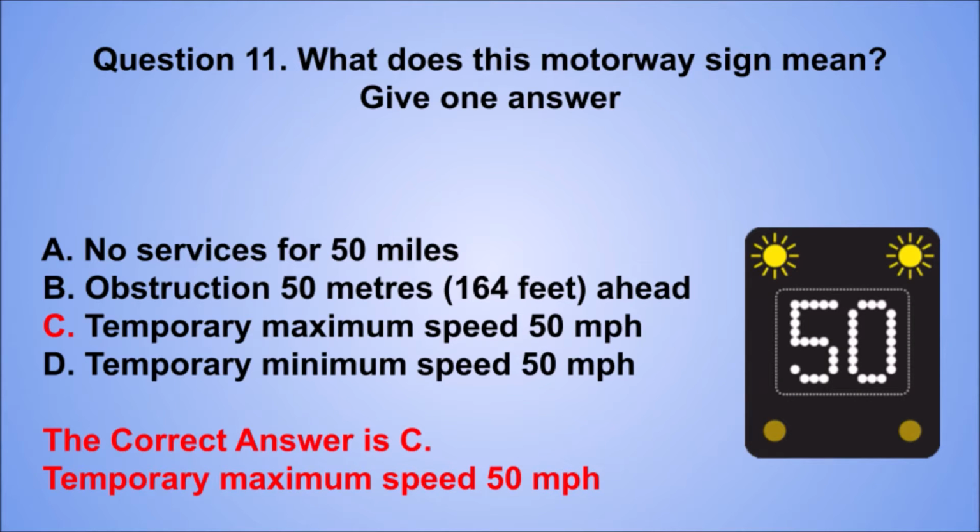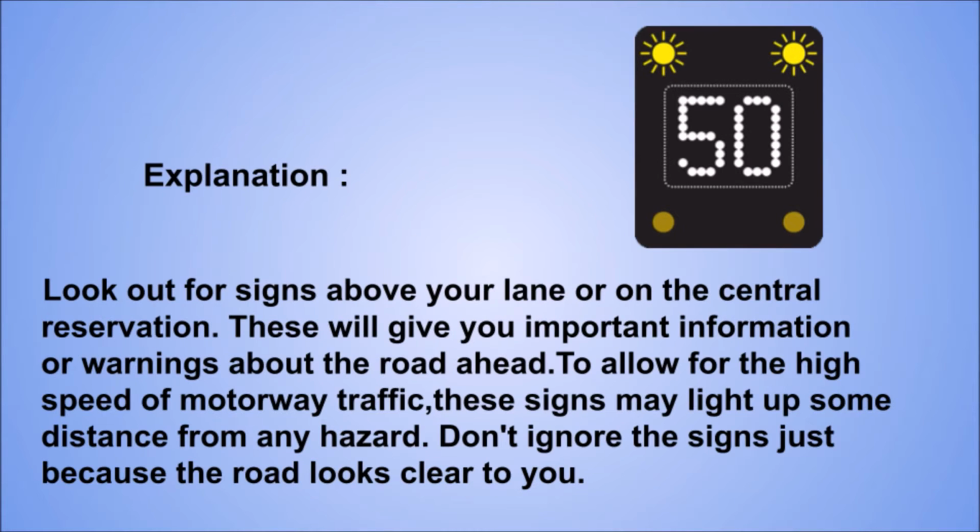The correct answer is C. Temporary maximum speed 50 miles per hour. Explanation: look out for signs above your lane or on the central reservation. These will give you important information or warnings about the road ahead. To allow for the high speed of motorway traffic, these signs may light up some distance from any hazard. Don't ignore the signs just because the road looks clear to you.